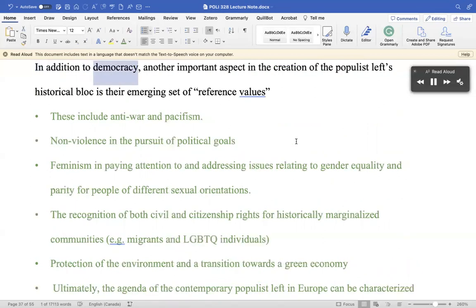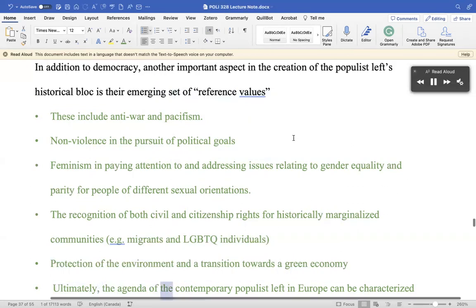In addition to democracy, another important aspect in the creation of the populist left's historical bloc is their emerging set of reference values. These include anti-war and pacifism, nonviolence in the pursuit of political goals, feminism in paying attention to and addressing issues relating to gender equality and parity for people of different sexual orientations, the recognition of both civil and citizenship rights for historically marginalized communities, e.g. migrants and LGBTQ individuals, protection of the environment and a transition towards a green economy.